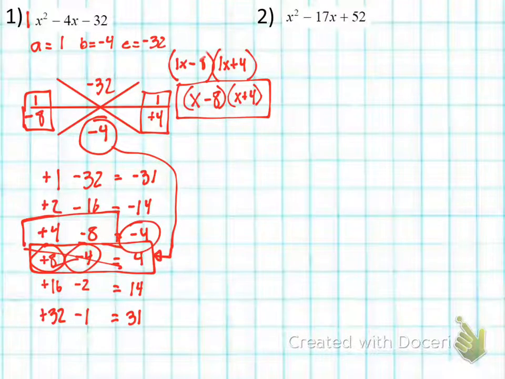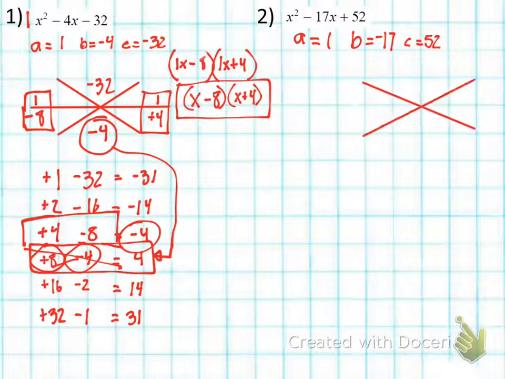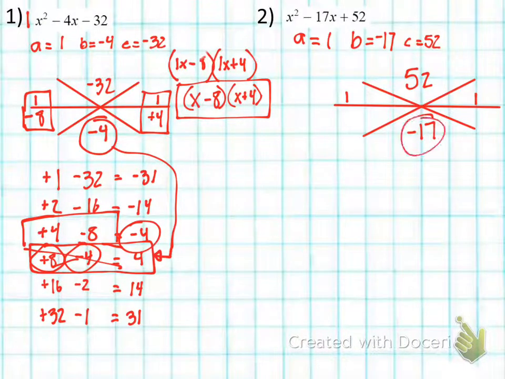Okay, so that's number 1. Number 2, let's do this again. We've got A equal to 1, B equal to negative 17, C equal to 52. So you do an X box now. Your A is 1, A times C is 52, B is negative 17. Now, I'm looking for something that multiplies to positive 52 but adds up to a negative amount.